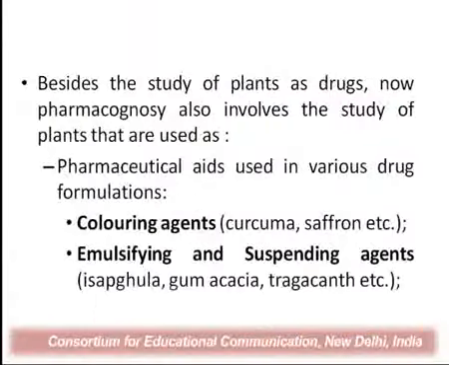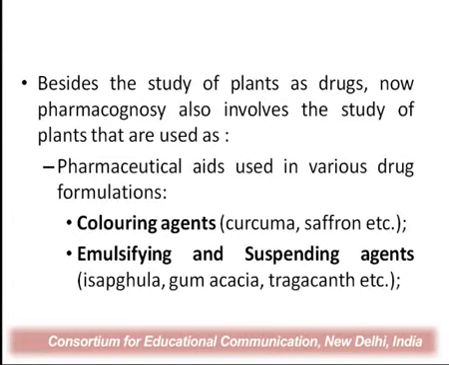Now, besides the study of plants as drugs, pharmacognosy also involves the study of plants that are used as pharmaceutical aids. We all know that various pharmaceutical preparations manufactured by the pharmaceutical industry involve the utilization of various pharmaceutical aids such as coloring agents, emulsifying and suspending agents, and various plants are also used as coloring, emulsifying or suspending agents.